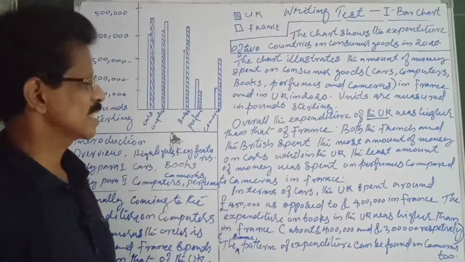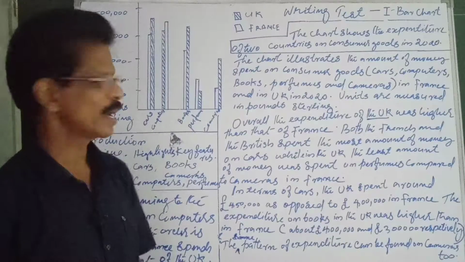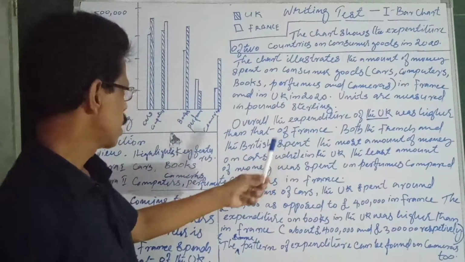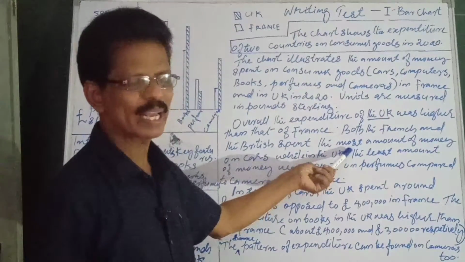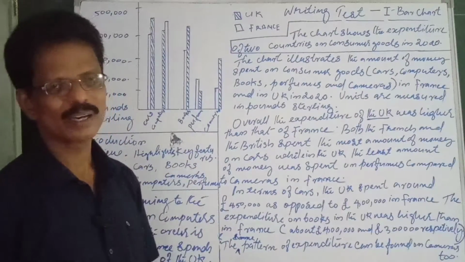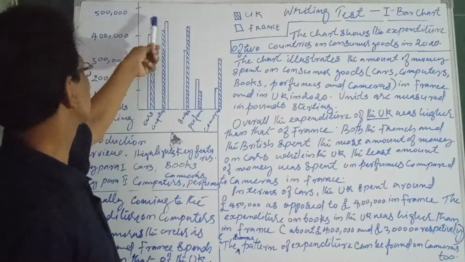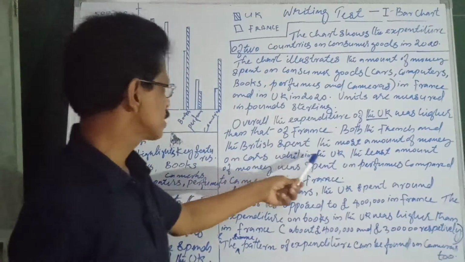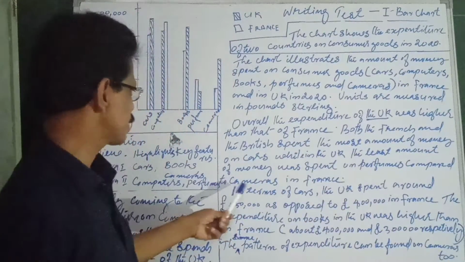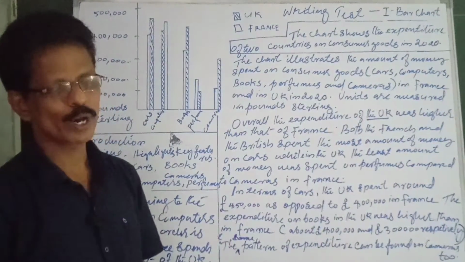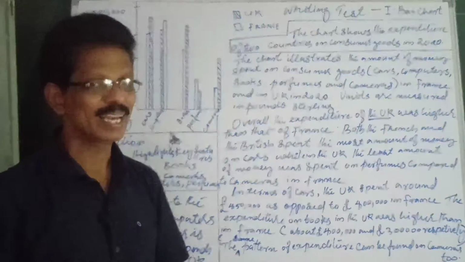So in the chart, two countries are compared. So you have to use, very often, grammar, degrees of comparison. See that? Where is that? The most. All these things will be counted, marked, and marks will be given accordingly. I told in the first video how marks are awarded. Okay, the most amount of money on cars, the highest standing, while in the UK the least amount of money was spent on perfumes compared to cameras in France. Yes, where do they spend the most amount of money and where do they spend the least amount of money?